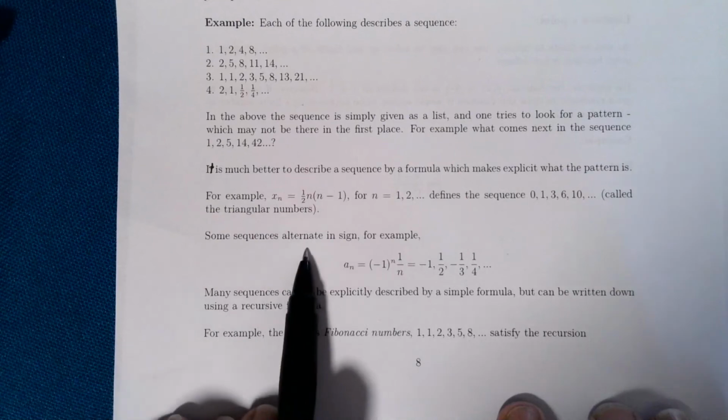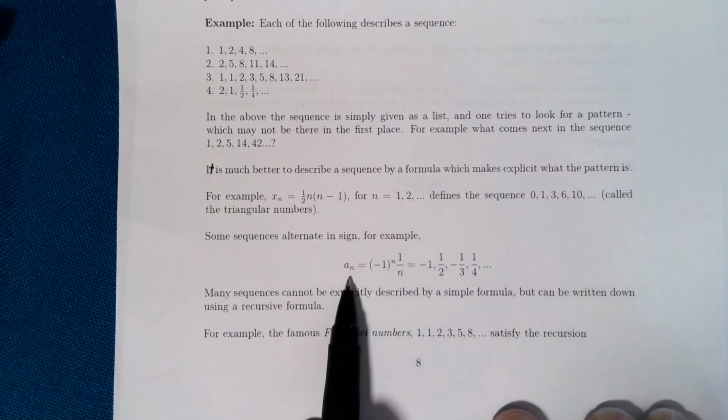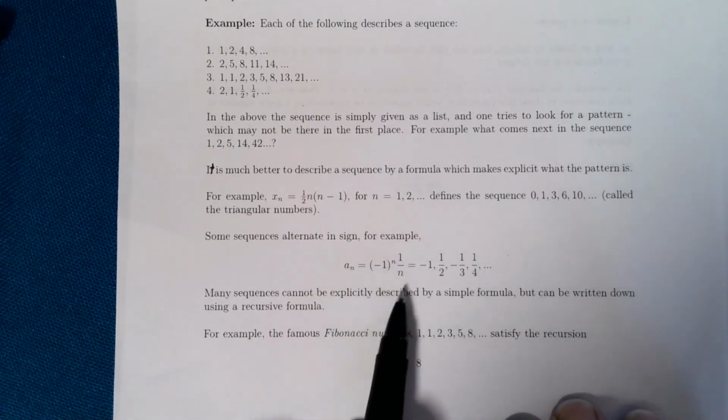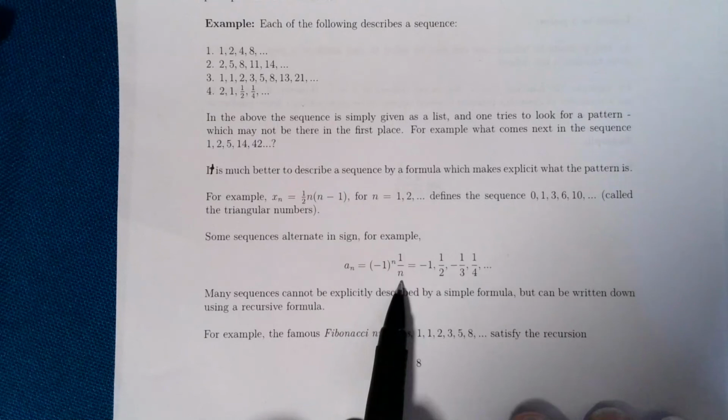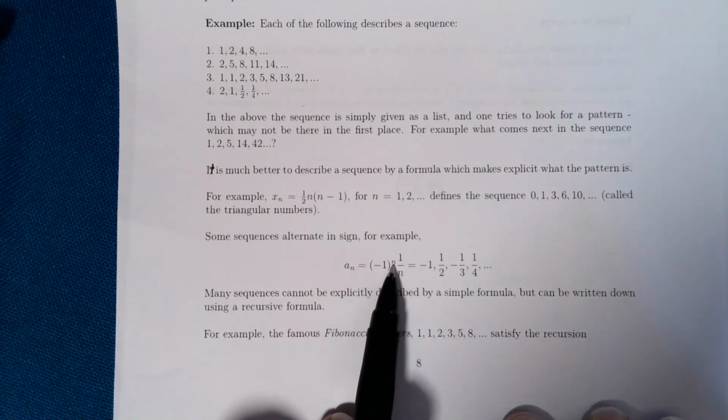Some sequences alternate in sign. For example, this sequence a sub n, I'm going to write as minus 1 to the n times 1 over n. And this minus 1 to the n, well, if n is an even number, then minus 1 to an even number is 1. And if n is odd, minus 1 to an odd number is minus 1.